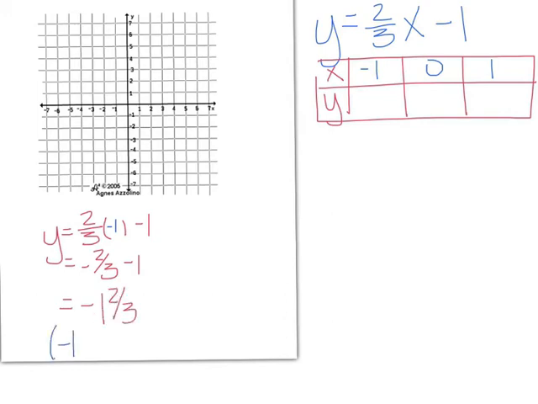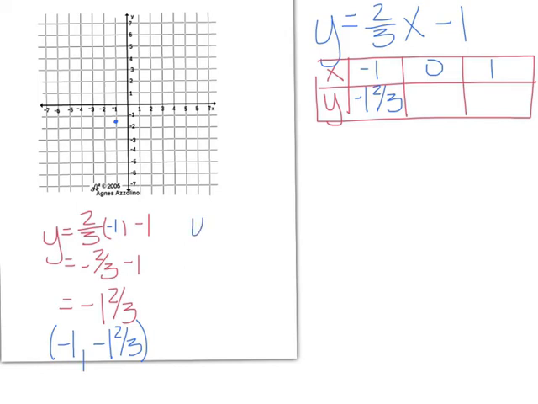So when x is a -1, y is a -1 and 2/3. So we'll go ahead and plug that in to our table, and we'll graph it as well. When x is a -1, y is a -1 and 2/3. And this might be a little tricky. It's hard to see around my stylus. So kind of there-ish. That's not quite down far enough, but hopefully you get the idea. So let's try another one here.